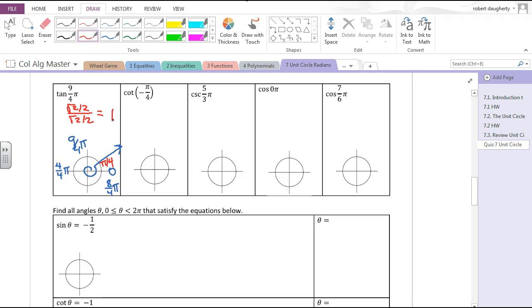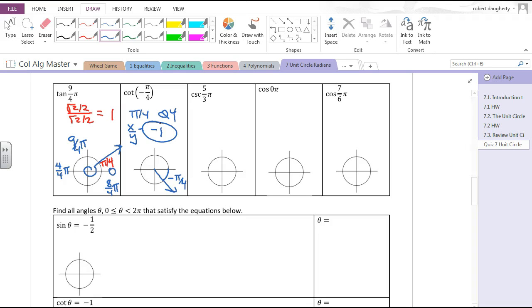Cotangent of minus pi over 4. To draw the angle minus pi over 4, that's this angle that you see right here. So the central angle is just pi over 4 in the fourth quadrant. Cotangent is x over y. So when you look at pi over 4, x over y is square root of 2 over square root of 2, that is 1. You're in the fourth quadrant. Tangent and cotangent are negative.